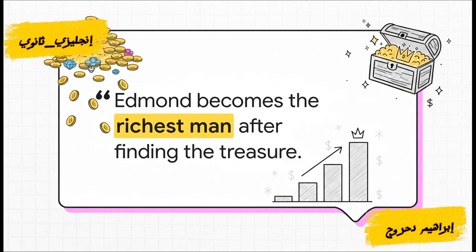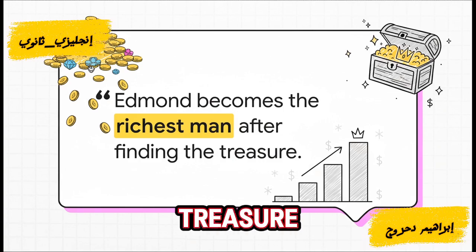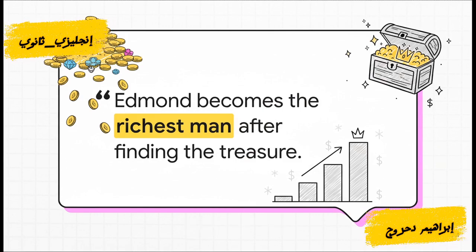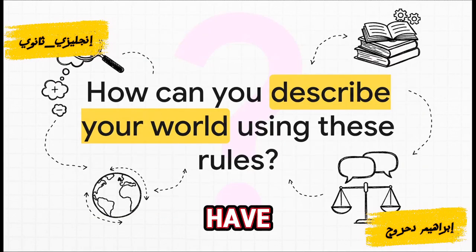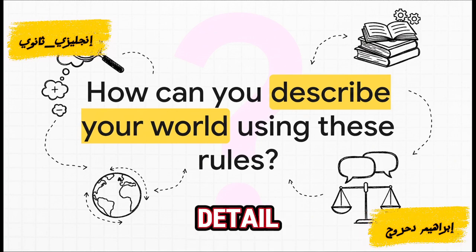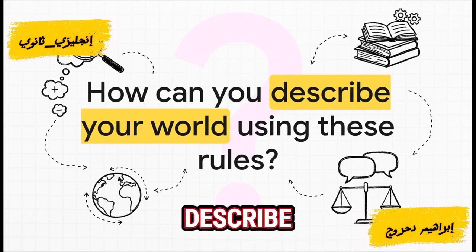And let's do one more, this time with a short adjective. Edmund becomes the richest man after finding the treasure. Rich is a short adjective, and since we're saying that out of all the men, he's at the very top, we use the richest. So, there you have it. We've covered the essential rules for making comparisons in English. But this isn't just about grammar, right? This is about giving you the tools you need to describe the world around you with more detail and more precision. So, the real question I want to leave you with is, how are you going to use these rules to describe your world?